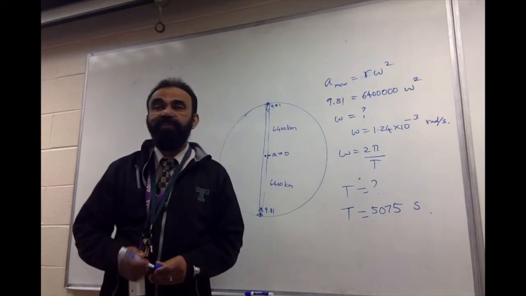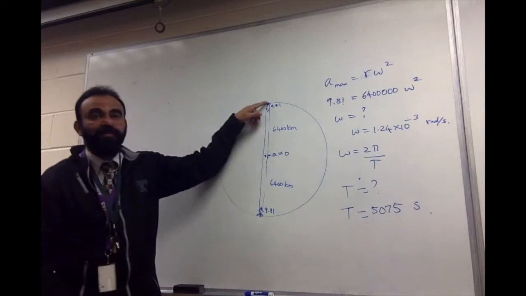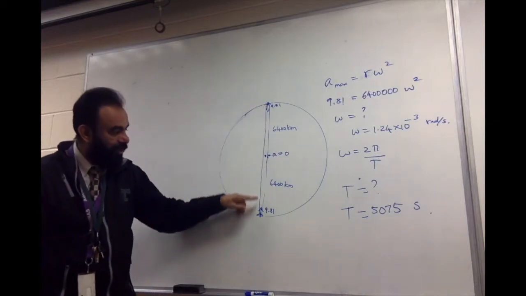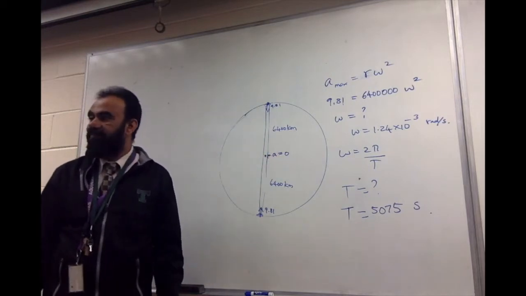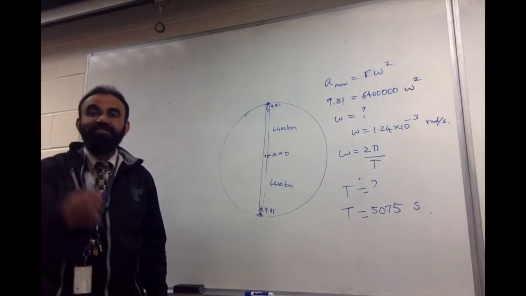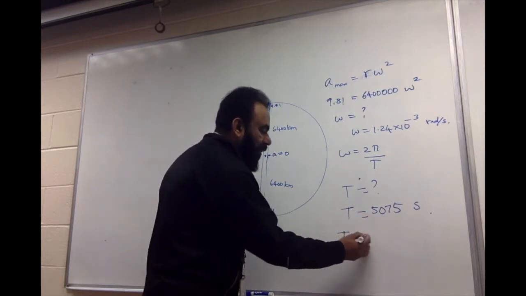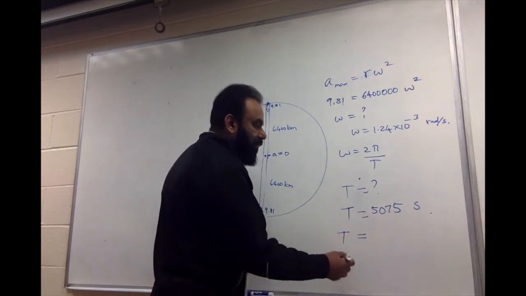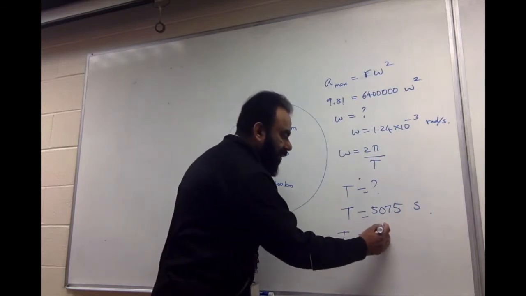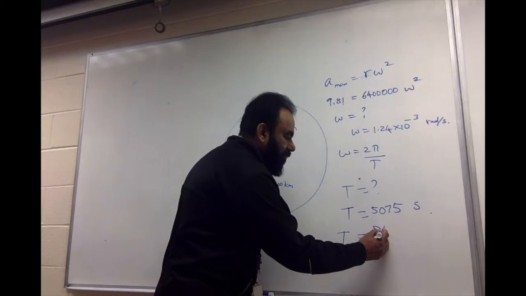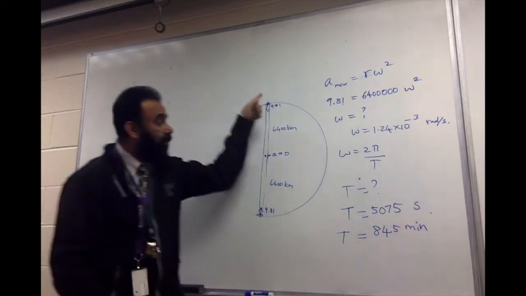What's a time period by definition? Time taken for, that means if I drop something from here, how long does it take to go here and come back? How many minutes? 84 and a half minutes. So 84.5 minutes it takes for it to go and come back.